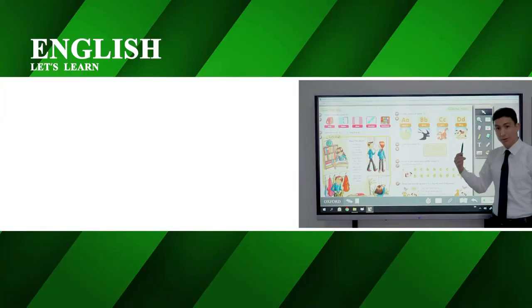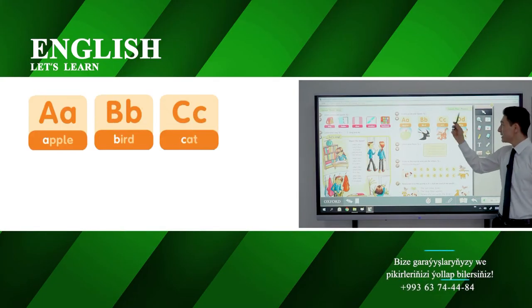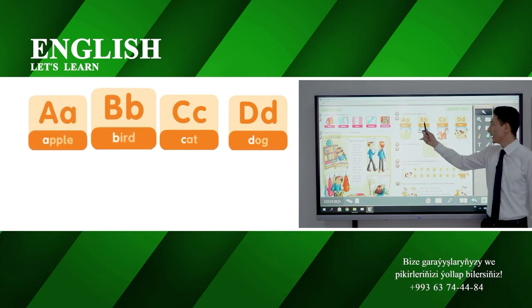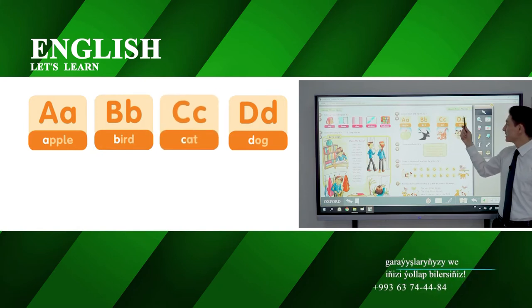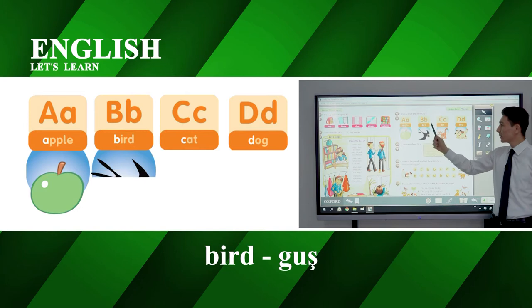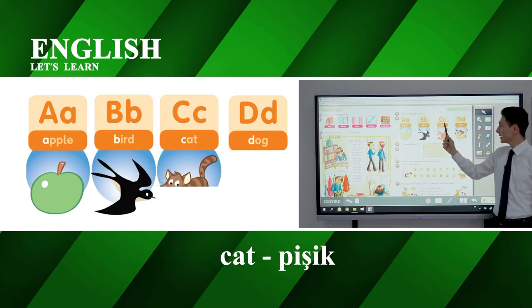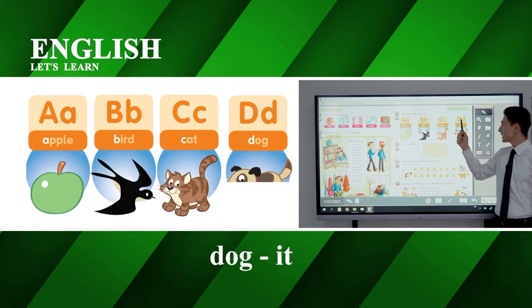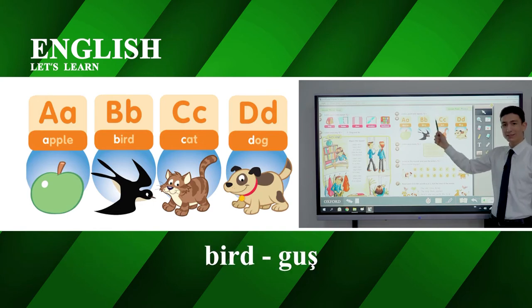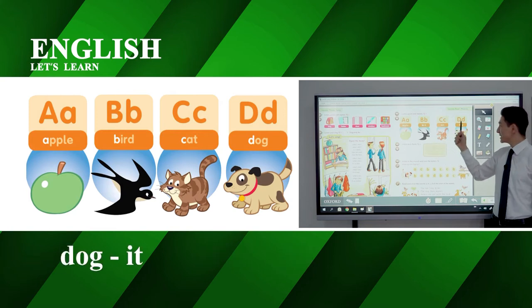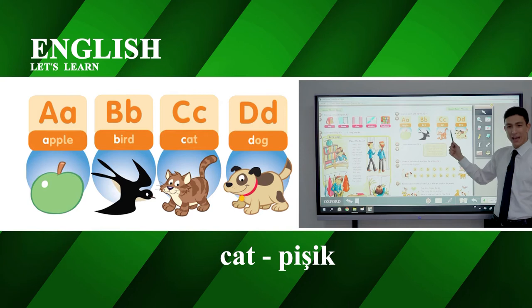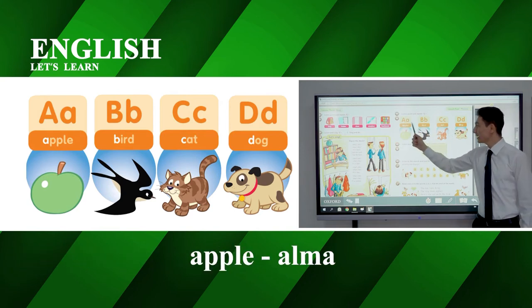A, B, C, D. A, apple. B, bird. C, cat. D, dog. B, bird. D, dog. C, cat. A, apple.